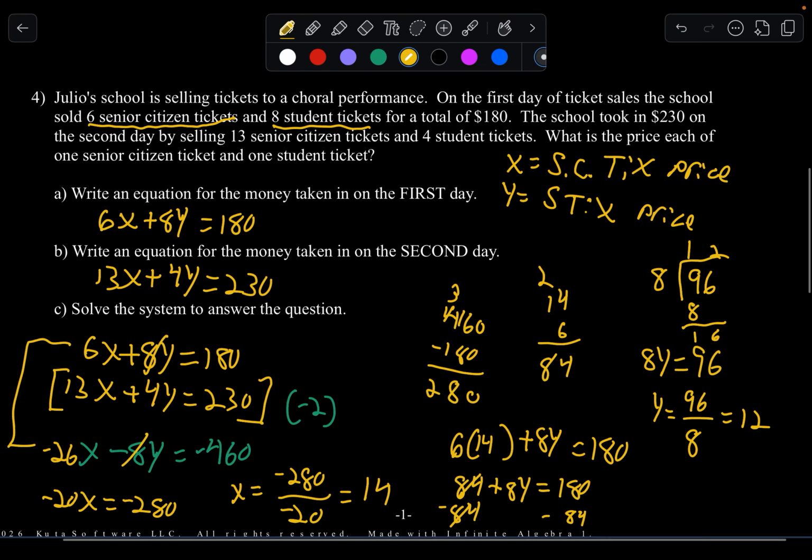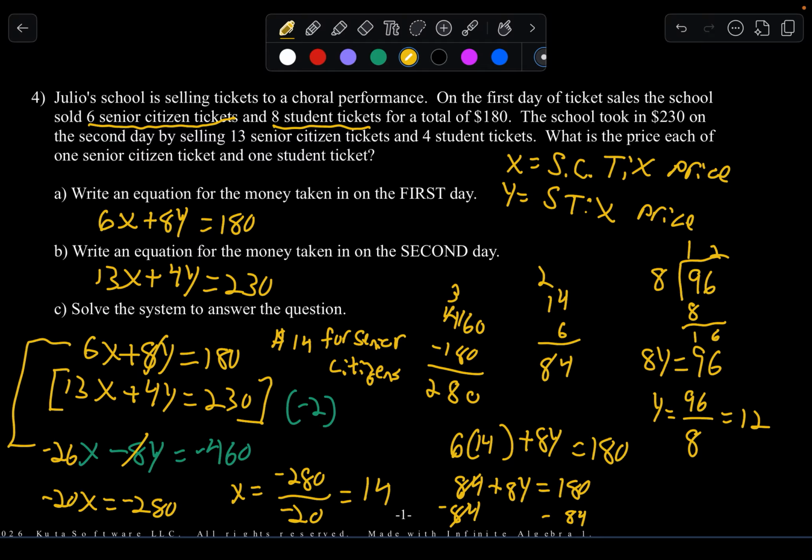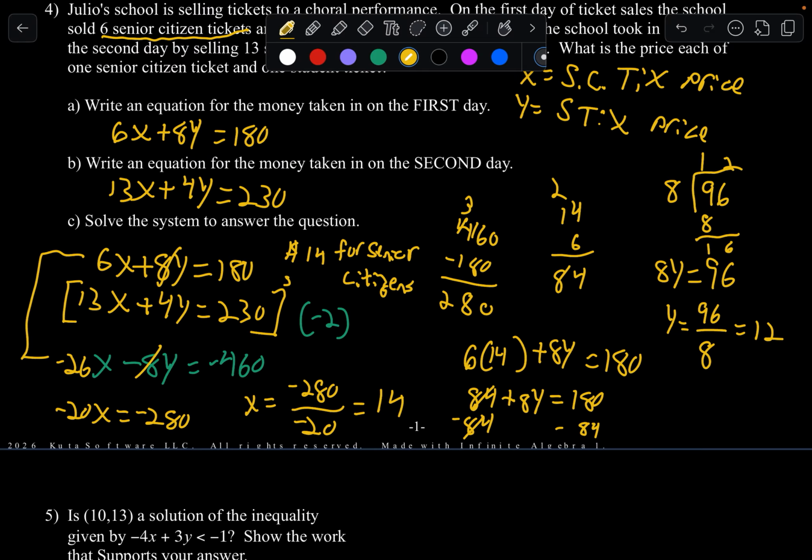So they said, what is the price of each senior citizen ticket? Which is interesting because senior citizen tickets are more expensive than student tickets. Well, maybe that's okay. So it's $14, because that's X, for senior citizens, and $12 for student tickets. Okay. And there you go.